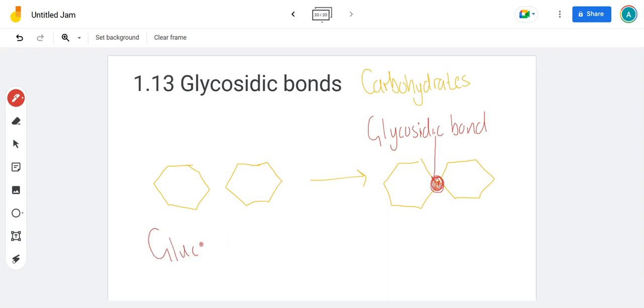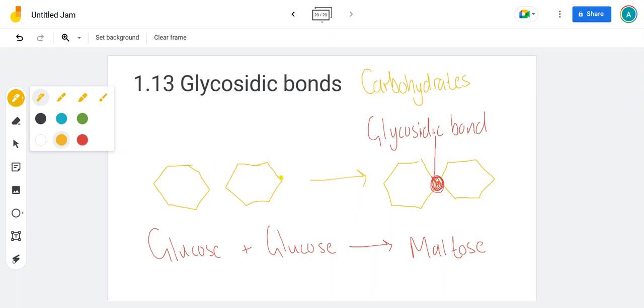If you were to write that as a sort of equation, you'd say glucose plus glucose makes a disaccharide. In that case, that one is called maltose. These are the reactants, and this is the product. There is actually another product which we'll come to in a moment. When we join them together, we obviously draw our arrow going that way.